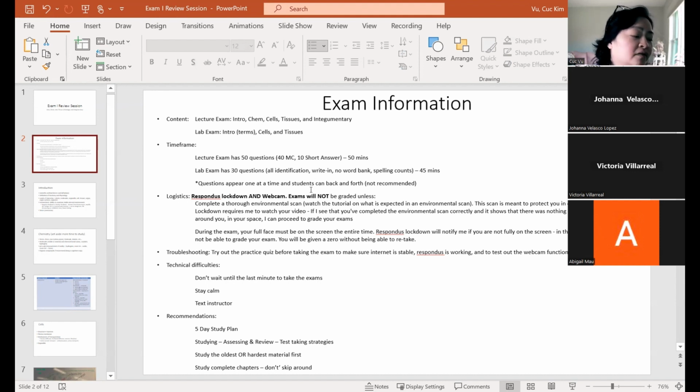Okay. If something should happen, don't wait until the last minute to take the exam. Stay calm and text me. You have my text number. You have my cell phone number. Texting is probably what will get me immediately. Don't email me alone, because I don't always check my email every minute. So it's really best to just text me or give me a call.